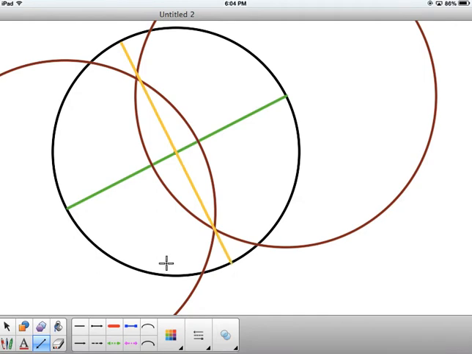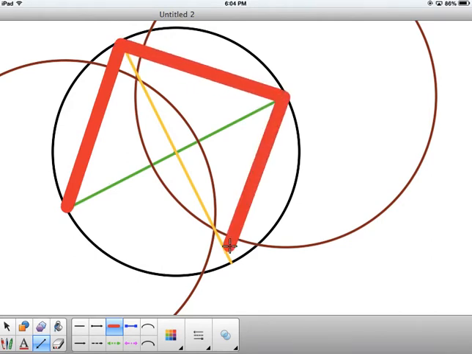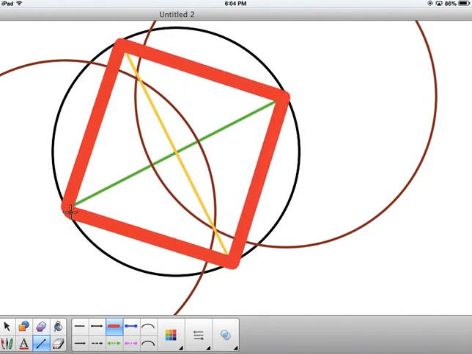Okay. So in the end, I do have my square. I have these 4 points, 1, 2, 3, 4, and that makes my square. So again, even though it's a pretty complex construction, it boils down to using what we used before.